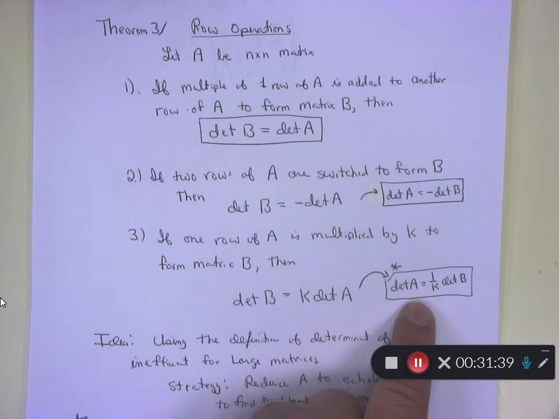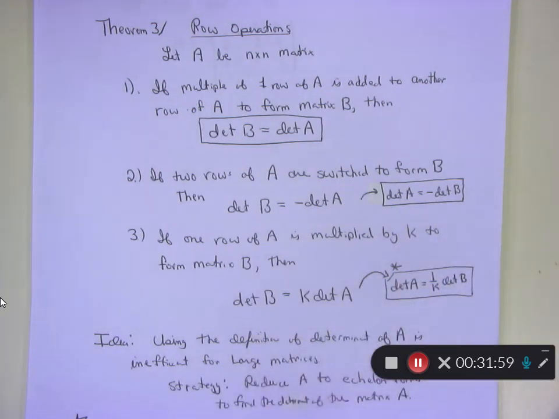So what happens? Move the K to the other side. The determinant of A is equal to 1 over K times the determinant of that new matrix. That's 1 over what you multiply by, times the determinant of the new matrix. That's where most people are going to fumble the ball. It's 1 over the constant you are multiplying by. Okay? So there are 3 moves we're going to make.